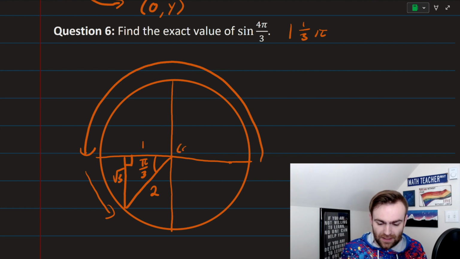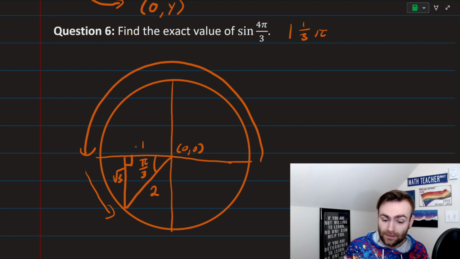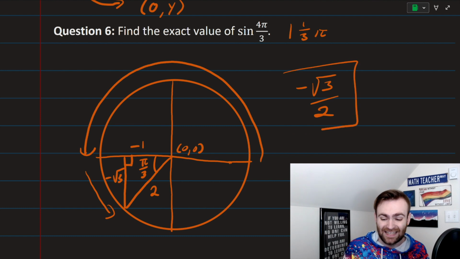Now, look at the orientation of our triangle. If this point here is 0, 0, that means that we're going left 1. So this would be -1, and we're going down square root of 3. So that would also be negative. Now, when we do the sine of this triangle, the opposite divided by the hypotenuse, we'd have negative square root of 3 over 2 as an answer.